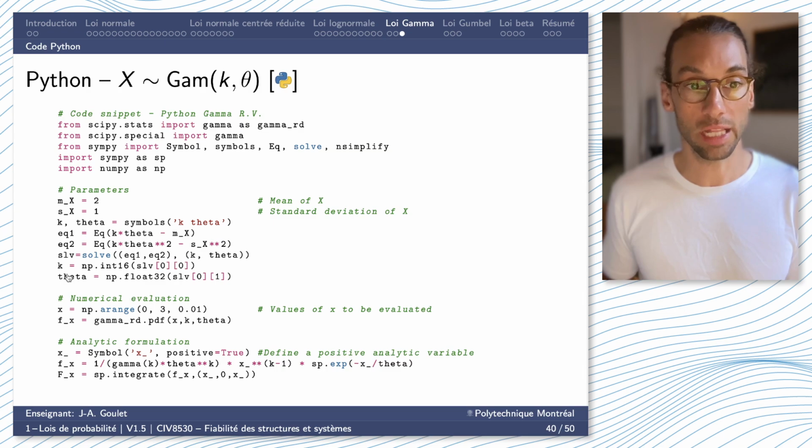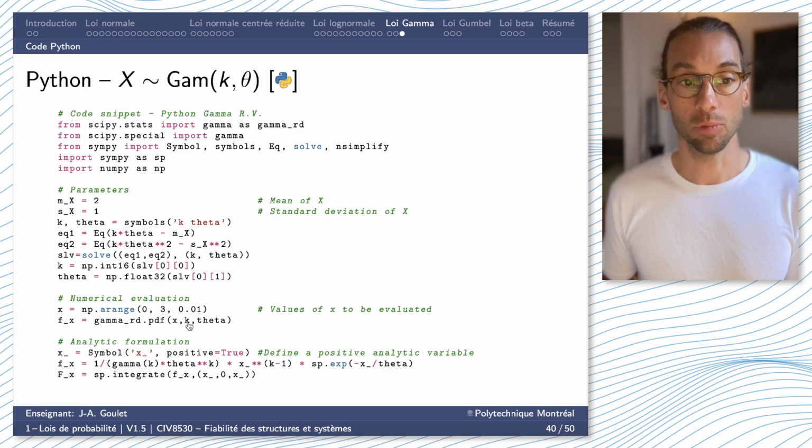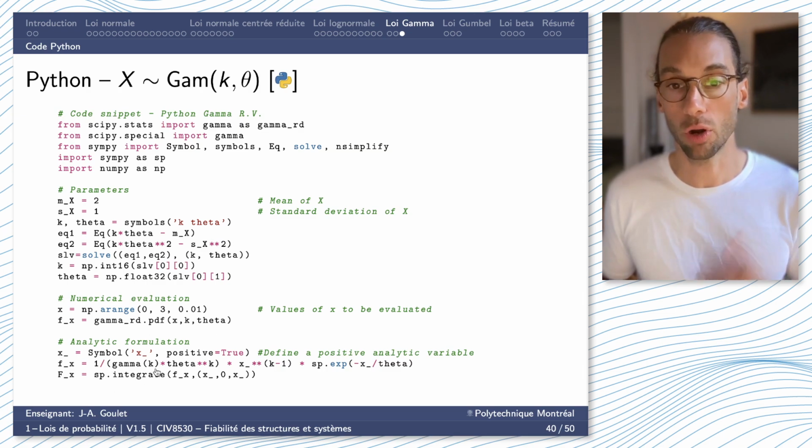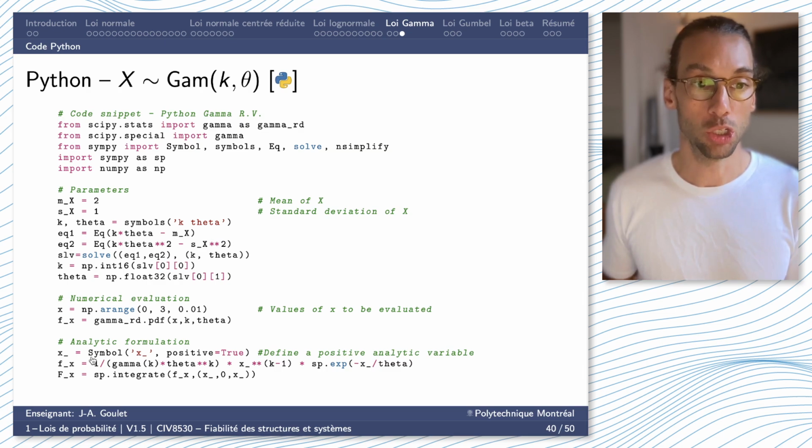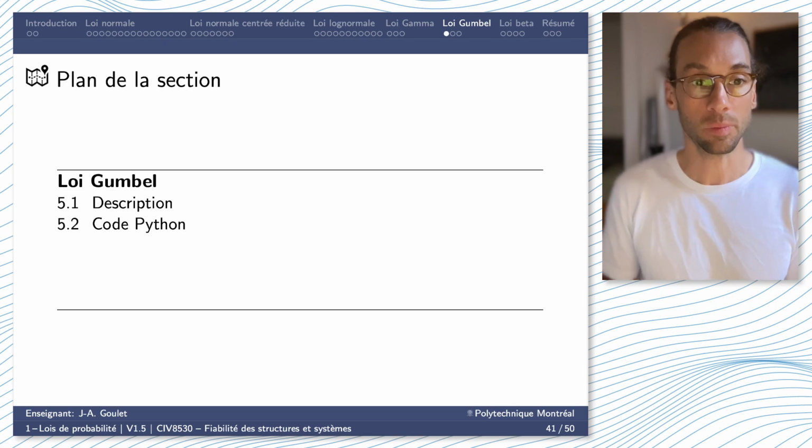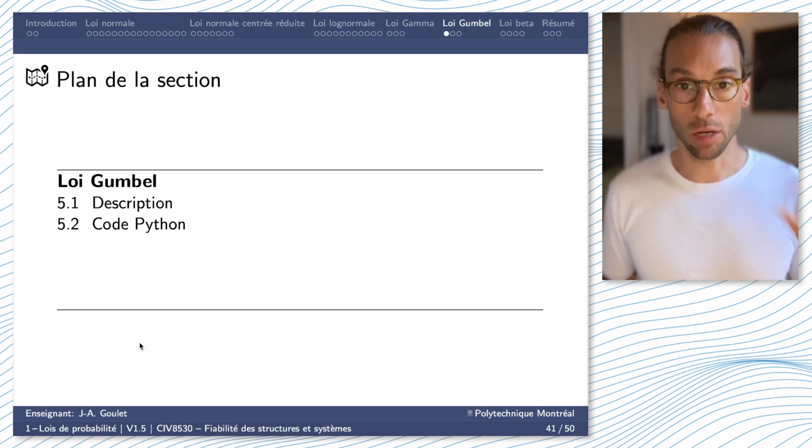So once you have those native parameters, you can say, okay, I want to plot x over this range, and I want to evaluate gamma.rvs.pdf. Let's say again the inputs are k and theta, the two parameters we found there. If you want, you can do some symbolic manipulation as well, or algebraic expression manipulation, using the symbolic library of Python. Now we're moving on to the Gumbel distribution.